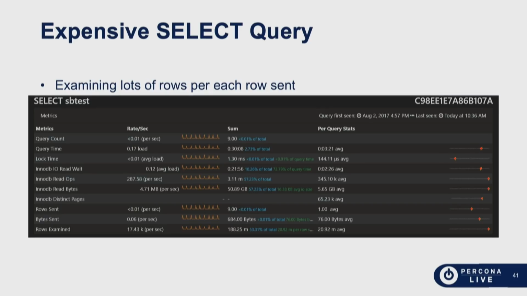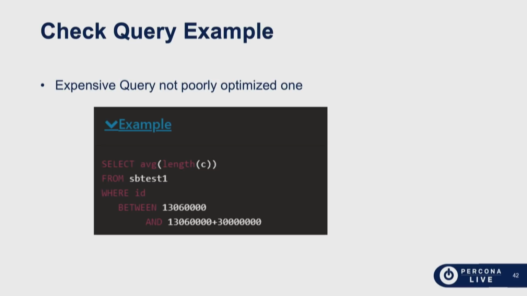Now, not all expensive queries mean that they have missing indexes, right? For example, it is very possible that you have some group by query where we just have to crunch through many rows to get a result, right? So in this case, it's actually a test query, but it is designed so that each of them aggregates 30 million rows.